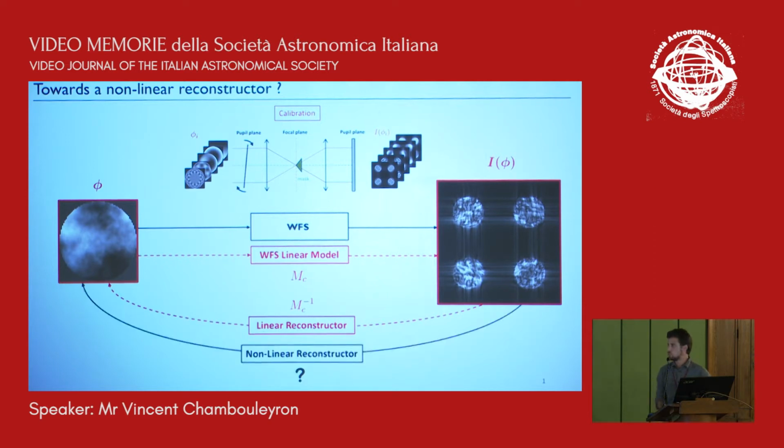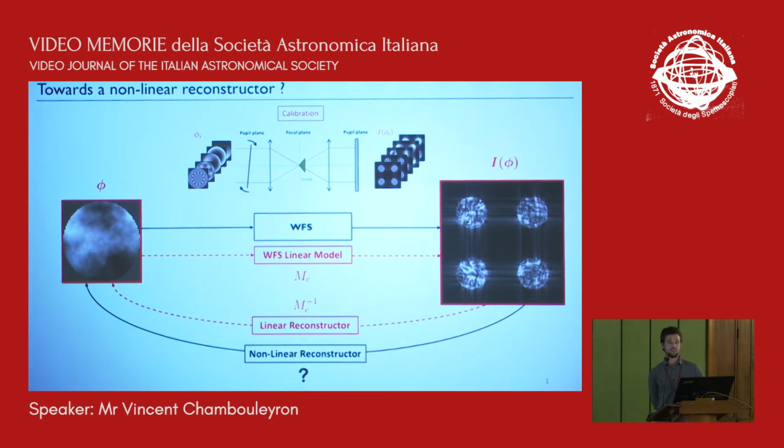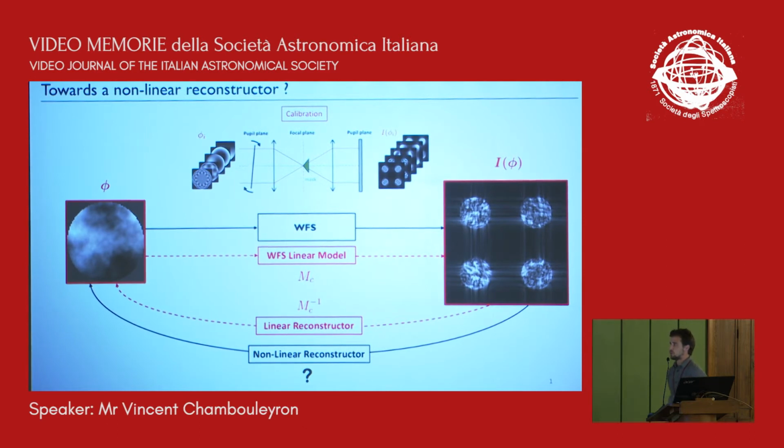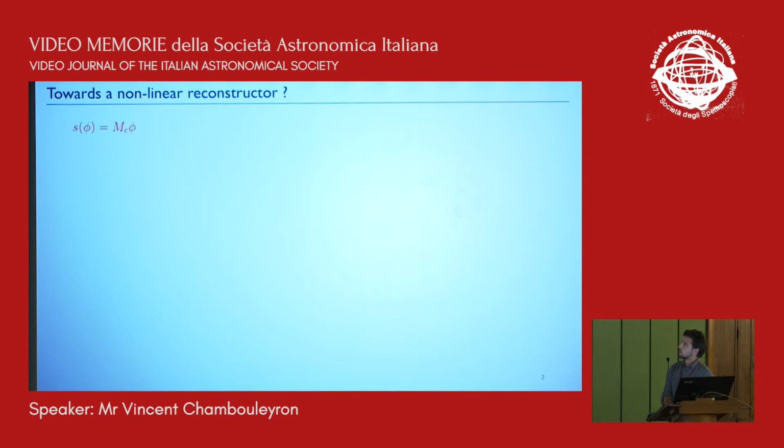So why not really accept the fact that the pyramid is nonlinear and try to think about a nonlinear reconstructor? Here, what we do usually is we use a calibration matrix, so we use really a linear model of the wavefront sensor. But we can also think of the pyramid wavefront sensor as what we call a linear parameter varying system. It's quite famous in control theory, these kinds of systems. It's just thinking that the pyramid is locally linear.